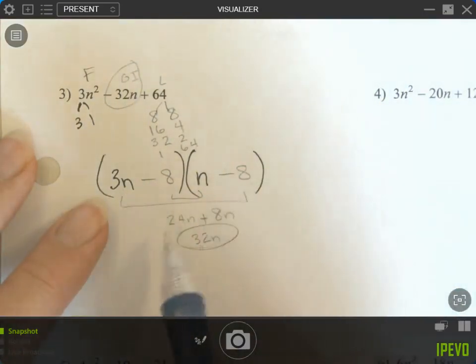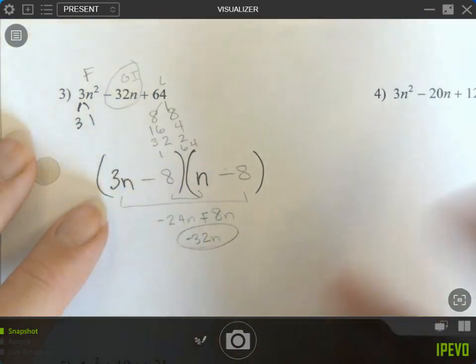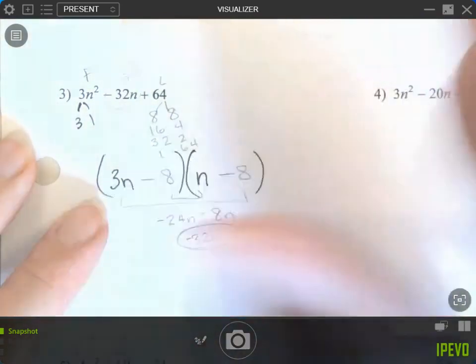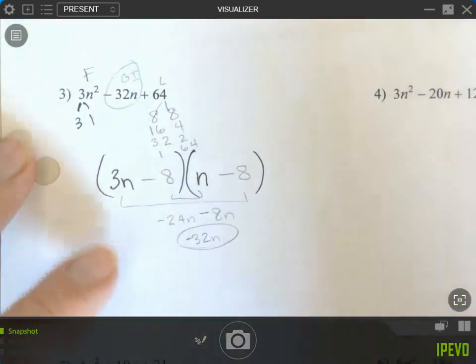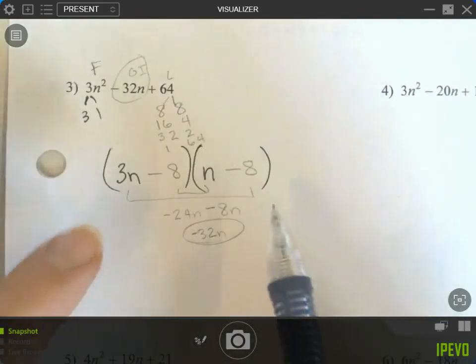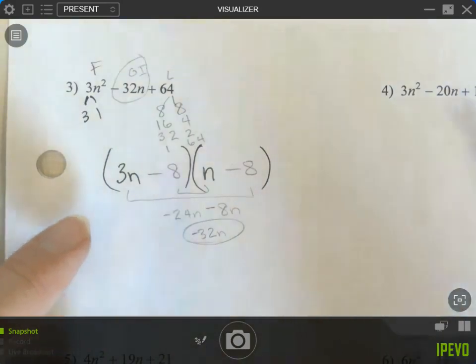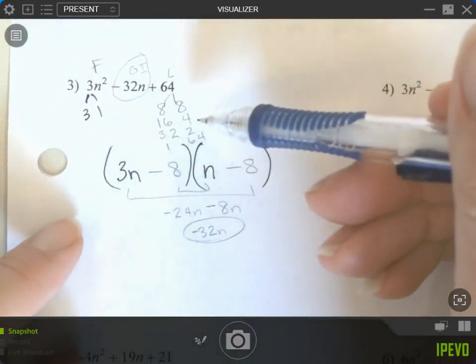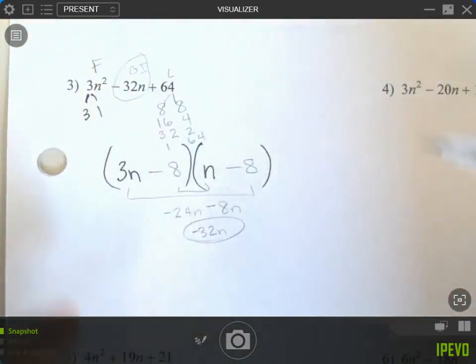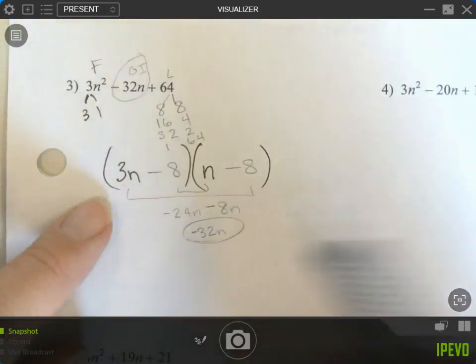So negative 24, negative 8 adds up to negative 32. Okay, now, if that didn't work, I would normally flip the numbers, but they're both 8s. If that didn't work, we would throw it out and try 16 and 4, and then we would flip it because 3 is going to multiply by this number.